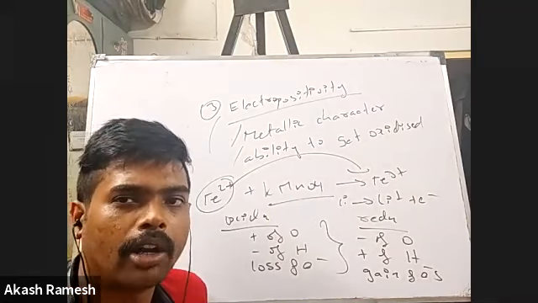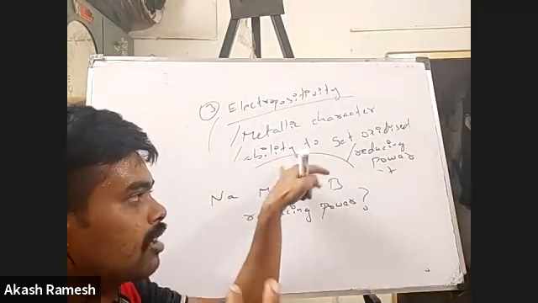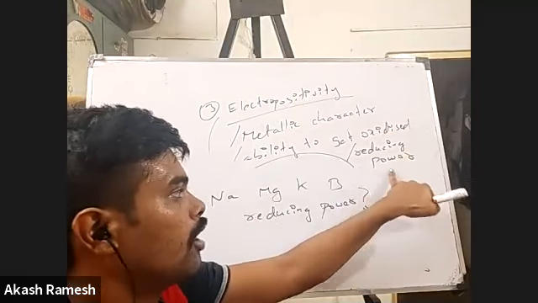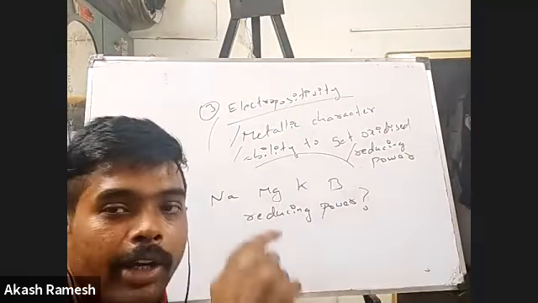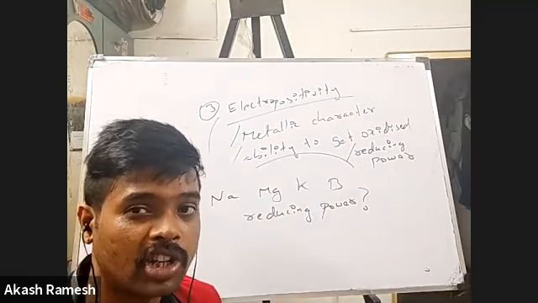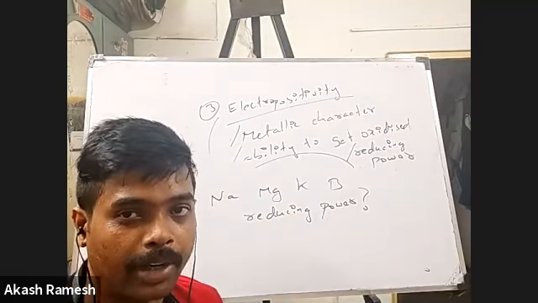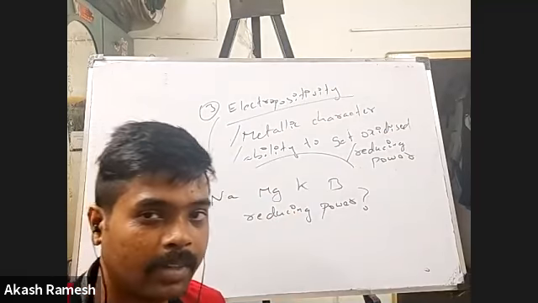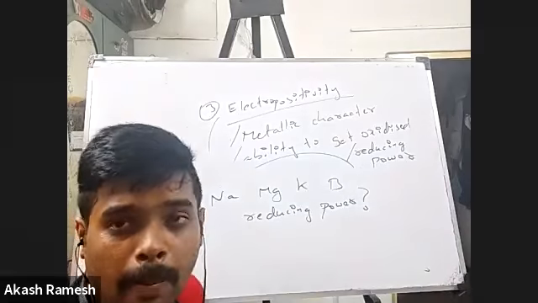That's why I clubbed all these four together: electropositivity, metallic character, ability to get oxidized, and reducing power. All of them are going to increase down the group and decrease along the period. Please do not mug up what is happening down the group and along the period for every periodic trend. Have a logical explanation. That is what is more important. Okay, fine. Now can you tell me which will have the maximum reducing power among these four?